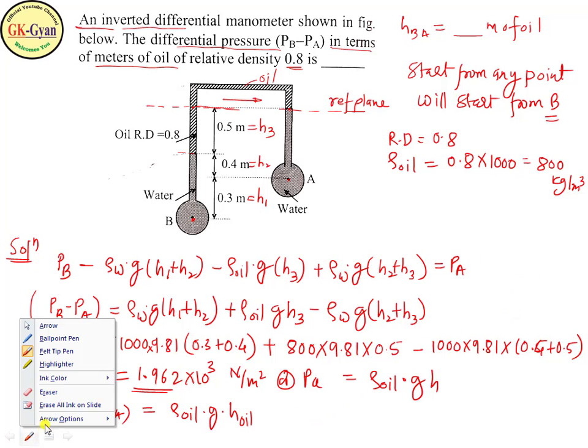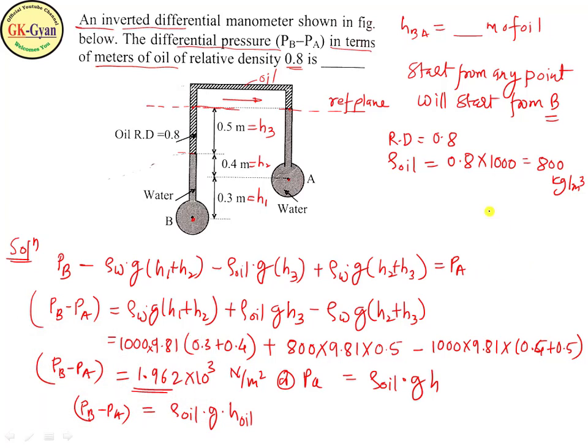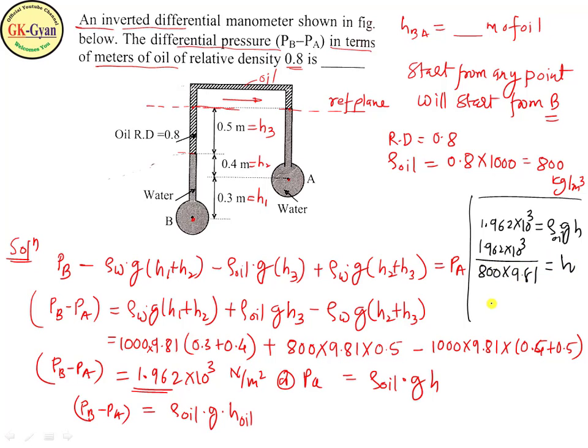Here I will write down how to calculate. PB minus PA, 1.962 into 10 to the power 3 Pascal, is nothing but rho into G into H, where rho is of the oil. So here 1.962 into 10 to the power 3 equals density of oil 800 into G 9.81 into H. So H will be found as 0.25 meter of oil. So the answer will be 0.25 meter of oil. Okay, this is the correct answer.